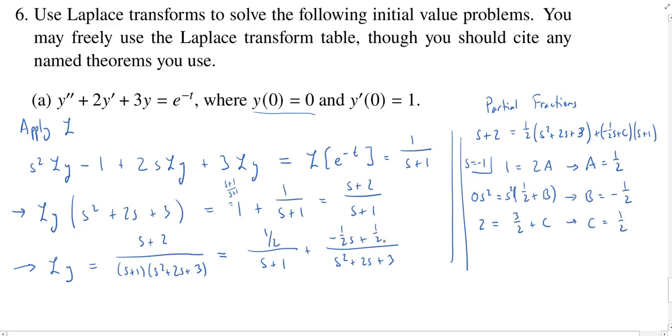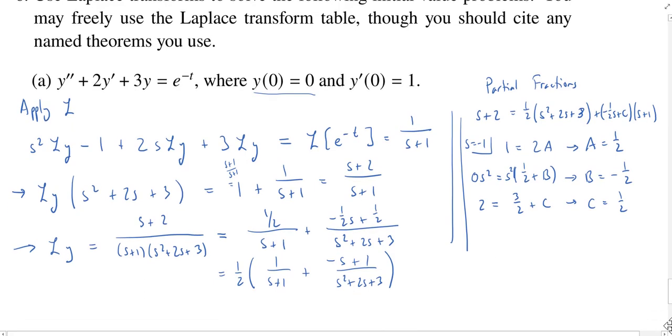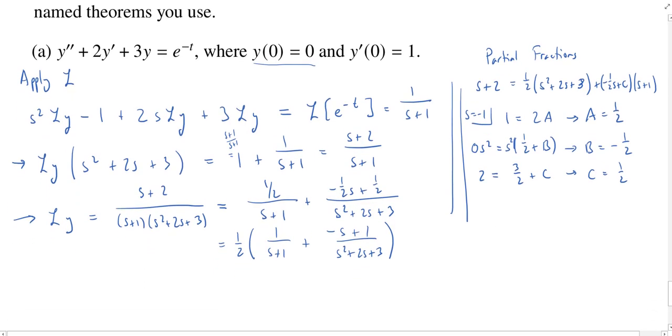All right. Well, that's actually pretty nice having this 1/2 everywhere. I could factor that out of everything. So I have 1/2, and then I have 1 over s plus 1, and then negative s plus 1 over s squared plus 2s plus 3. Okay, well, this is getting a little bit better. Let's go down a little bit, give us some room.